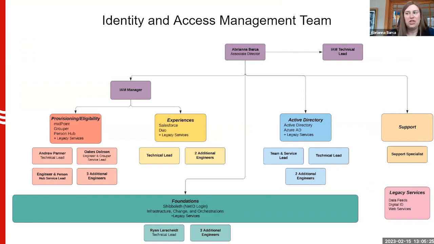The one other piece in addition to midPoint and Grouper that sits within this team, though, is our Person Hub service, which is our homegrown identity repository for both UW-Madison and UW systems. I just wanted to call that out. You see that listed again in terms of the staffing in that space.